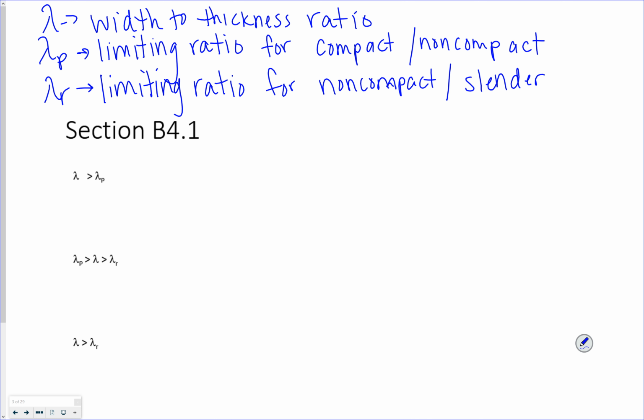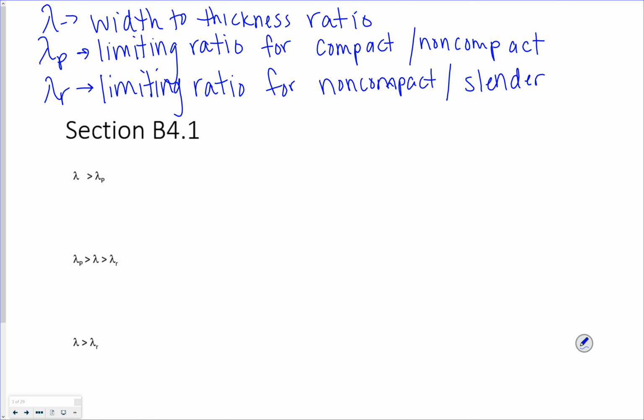Basically what they mean, not necessarily the definition, but what being labeled compact, non-compact, or slender means in terms of how the element acts within the cross-section when it's subject to flexure. So compact, non-compact, or slender. An element is one of those three things. If it's not obvious, compact, less likely or no local buckling, slender, more likely, non-compact is in the middle.